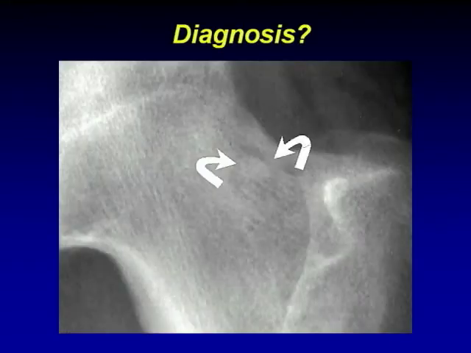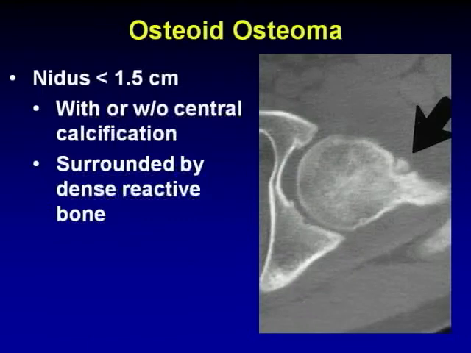What about the diagnosis here? A cone-down AP view of the femoral neck, where there is some faint lucency surrounding a small mineralized area in the femoral neck. There is the CT scan showing more definitively the presence of a nidus in an osteoid osteoma. Now, the nidus with an osteoid osteoma measures less than a centimeter and a half in size by definition, whether or not it has central calcification. Often, these lesions are surrounded by dense reactive bone.